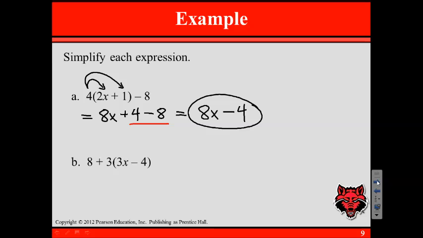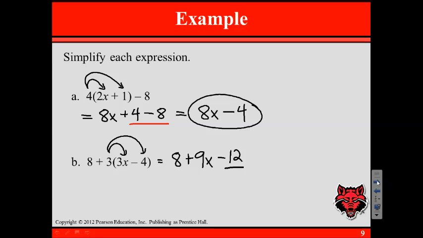In example B, we must multiply 3 to each term inside parentheses. Doing so gives us 8 plus 3 times 3x is 9x. 3 times negative 4 is minus 12. It's okay to think of that as a negative 4 while you're multiplying, or to write the minus sign, and then multiply 3 times 4. You would end up with the same result.